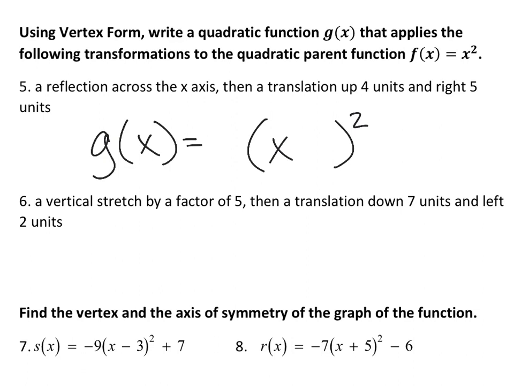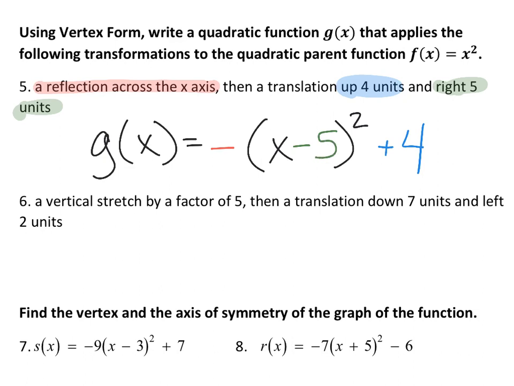Now, this part right here says a reflection across the x-axis. What do I have to do? What will be negative? The number in front of the parentheses. Cool. There's my negative. Do I need to multiply it by any number? No, because it didn't say to stretch or shrink it. How do I move this up 4 units? +4 after the parentheses, because that's my K. How do I move this right 5 units? After the X, inside the parentheses.